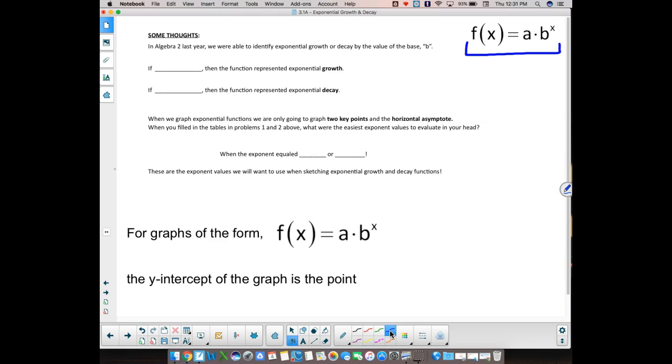Okay? So, when is an exponential a growth function? When the base is greater than 1. So my b here would have to be bigger than 1, which makes it a growth function. Can the base ever be 1? Nope, can't do it. When is it a decay function then?